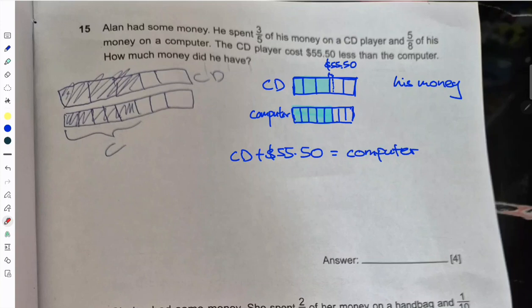Okay, so you just imagine if you only buy a computer or you buy a CD only. With the money that you can buy a computer, right, you can buy a CD but you still left with another $55.50. Okay, and then they say this CD is 3/5, right? So it's 3/5. Okay, plus another $55.50.